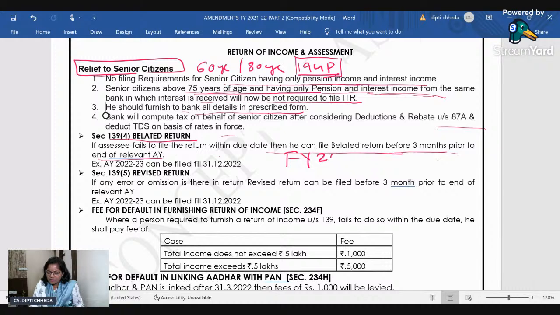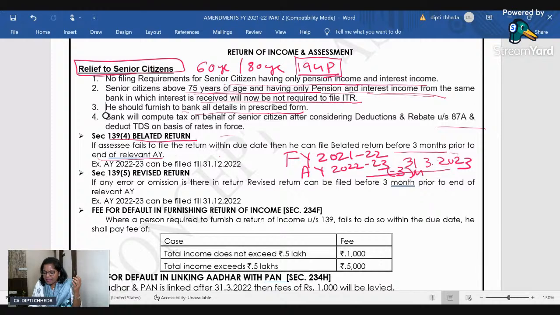What is your financial year? 21-22. What is your assessment year? 22-23. Right or not? So now the end of the relevant assessment year, it can be filed is 31st March 23. But 3 months prior to that, minus 3 months.